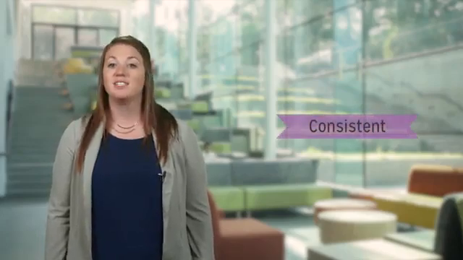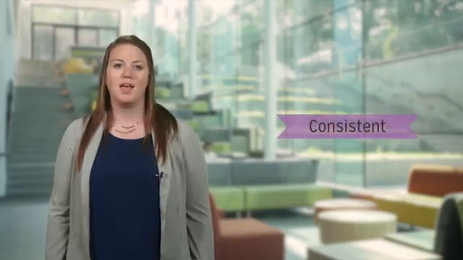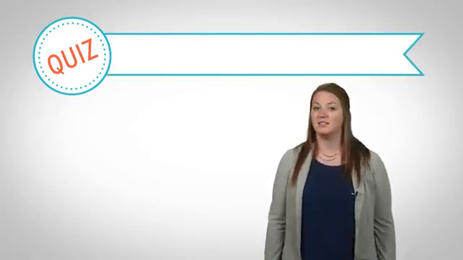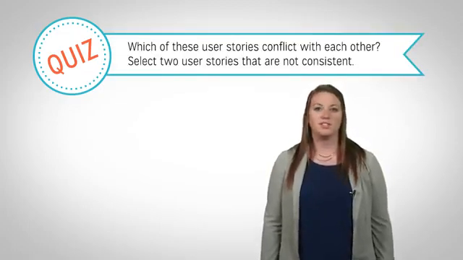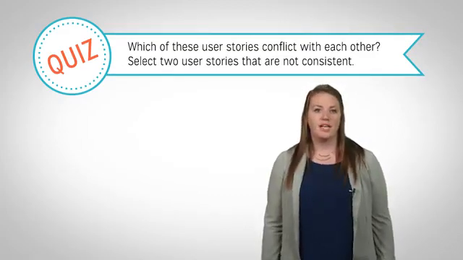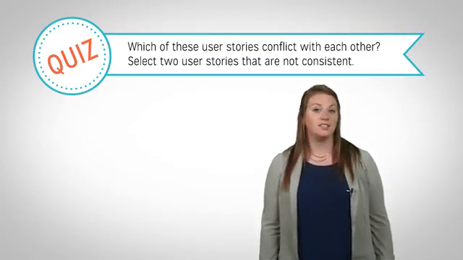Let's now talk about consistent user stories. Having consistent user stories means that the requirements don't conflict with one another. This will obviously cause some issues later when development is occurring. Your client and development team have completed a list of user stories, and they want you to review them before the next discussion meeting. In this pass, you are making sure that the user stories are consistent. Which of these user stories conflict with each other? Select the two user stories that are not consistent with each other.